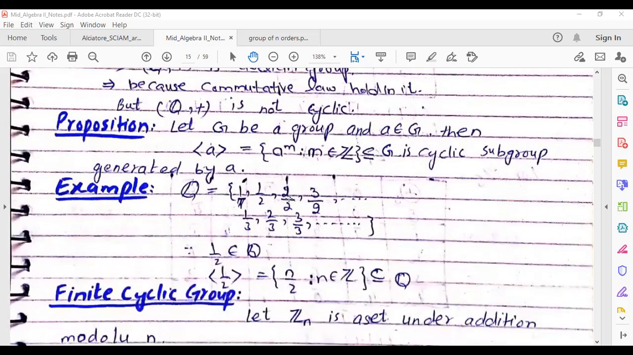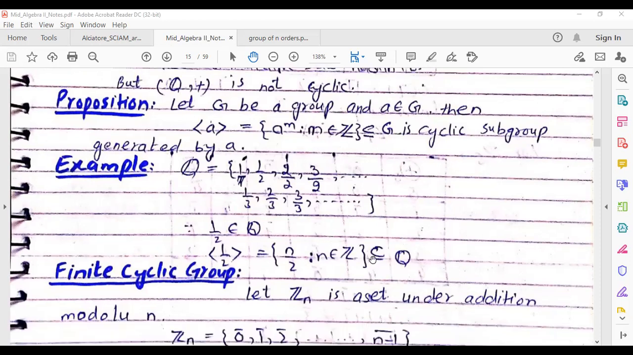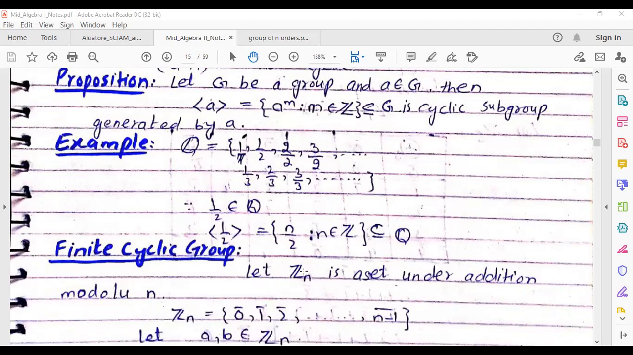Okay, so let's see one example. Here we have Q, the set of rational numbers: 1 over 2, 1 over 3, 2 over 2 means 1, 3 over 2, and so on. Here 1 over 2 belongs to Q, and 1 over 2 is the generator of all these elements. If it is the generator of all these elements, then it is a cyclic group, and this is a subset of Q. So that's why a subgroup of a cyclic group is cyclic.